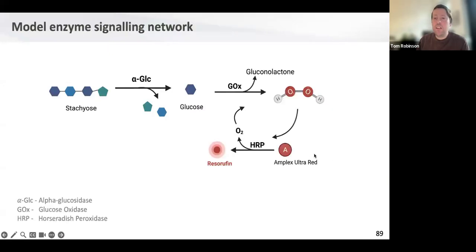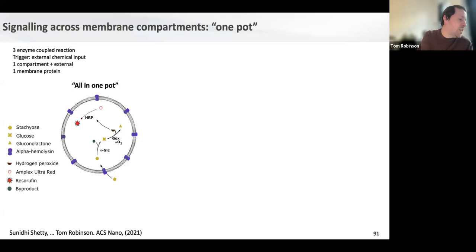The model enzyme signaling network that we're using is quite straightforward here. We have stachyose as our input, which reacts with alpha glucosidase to produce glucose. And then glucose reacts with glucose oxidase to produce hydrogen peroxide, which then catalyzes HRP to turn over Amplex UltraRed and produce a fluorescent molecule. So in this case, what we're looking for is a red fluorescent readout at the end of our enzymatic reaction. So let's start quite simple.